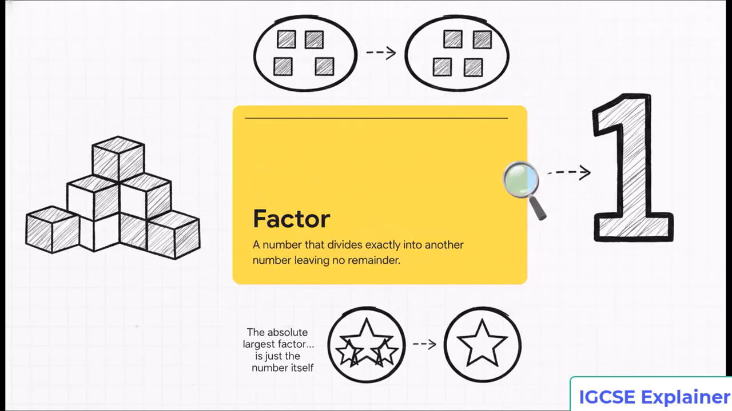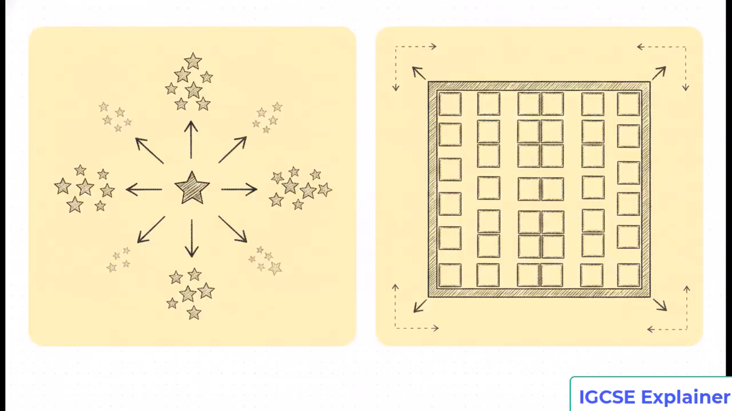The absolute largest factor of any number is just the number itself. And finally, factors almost always come in pairs that multiply together to give you that original number. Now, putting these two concepts side by side is where things really click into place.